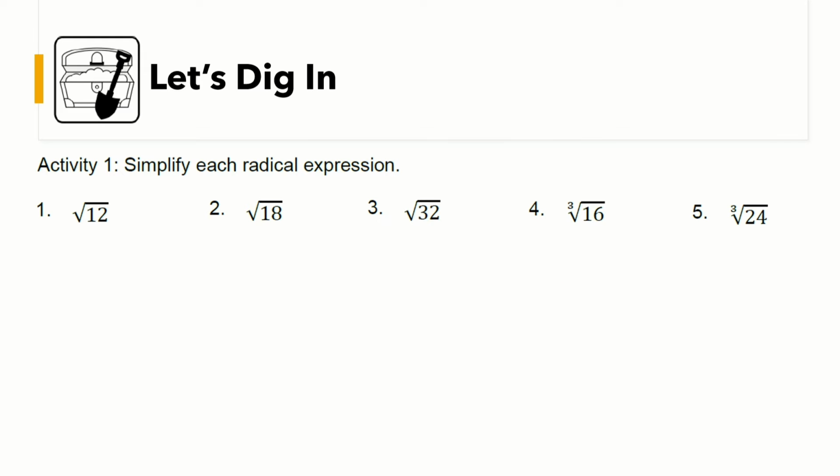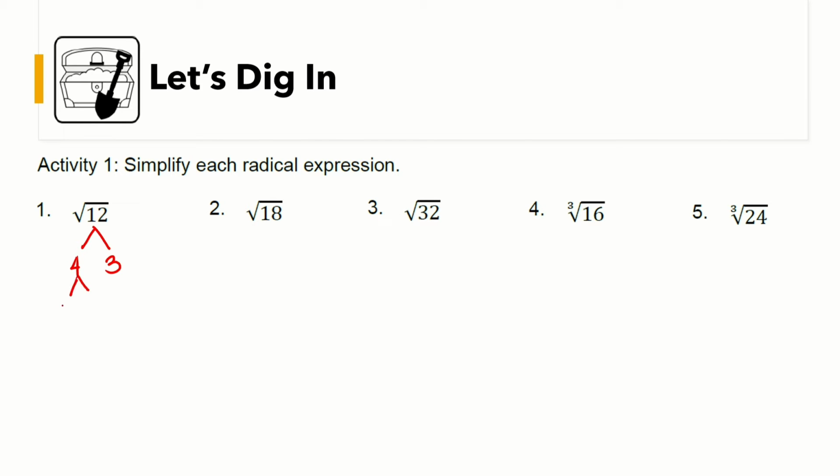Alright, let's try to recall our lesson first. Let's say we're going to simplify each radical expression. For number 1, to simplify the square root of 12, first we will apply prime factorization. You can use other factors, as long as the product is 12. Here I'm going to use 4 times 3.